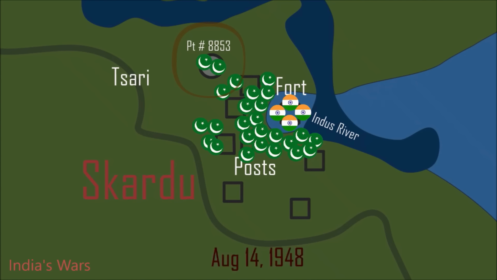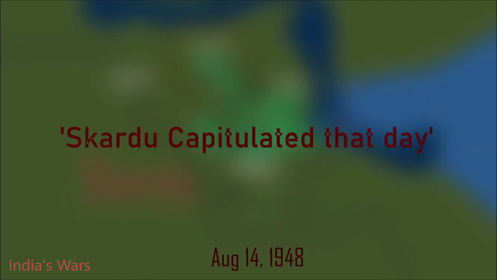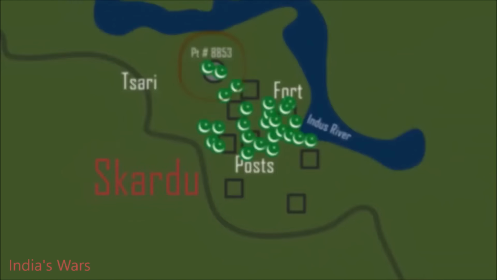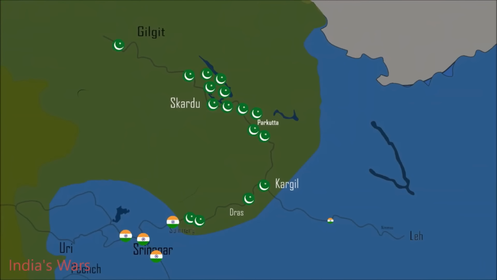On the morning of August 14th, 1948, Colonel Thapa, his 4 officers, and 35 troops surrendered to the enemy. The last message Colonel Thapa sent to Srinagar at 8 a.m. was, "Skardu capitulated that day." This was a high point for Pakistan in their campaign in the north. They had captured all major towns in North Kashmir and even threatened Srinagar from the north. Their next target now was Leh, a completely isolated town from the Indian positions.